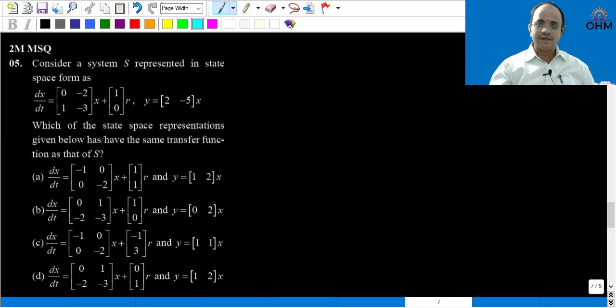Here there are two answers correct. Consider a system S represented in a state space form as some state space equation is given. As per this state space notation, this is matrix A, this is B, and this is C. Now, which of the state space representations given below has or have the same transfer function as that of S? This is a somewhat lengthy question.